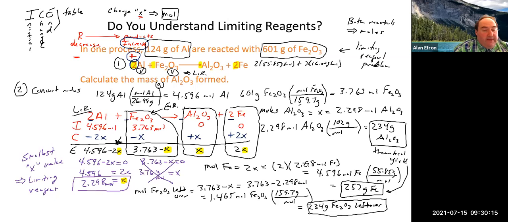So remember that our excess reagent in this case was the iron 3 oxide. We started with 601 grams of it. We have about 234 grams of it left over. That's roughly, whatever it is, 360 some odd grams that was used up in this particular reaction. Any questions on any of those steps?